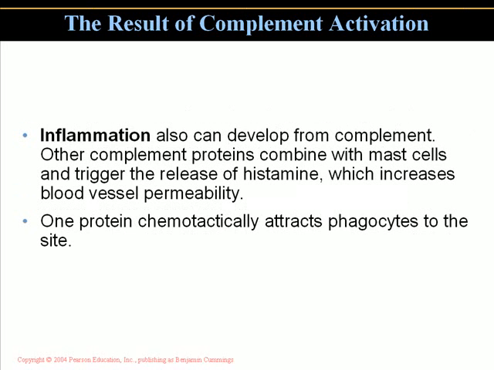Inflammation also develops from the complement system, or complement activation. Other complement proteins combine with mast cells and trigger the release of histamines, which increases blood vessel permeability. One protein chemotactically attracts phagocytes to the site.